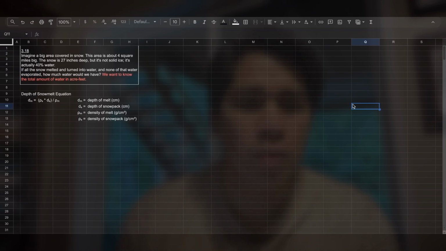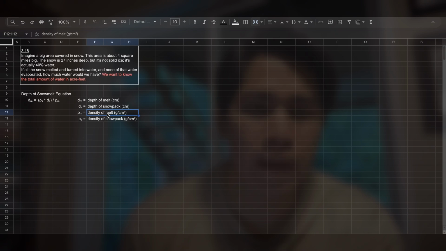To solve for this problem, we're going to use the depth of snowmelt equation, which is the depth of melt equals the density of the snowpack times the depth of the snowpack, all over the density of the melt, or the density of what is melting, which in this case is water.